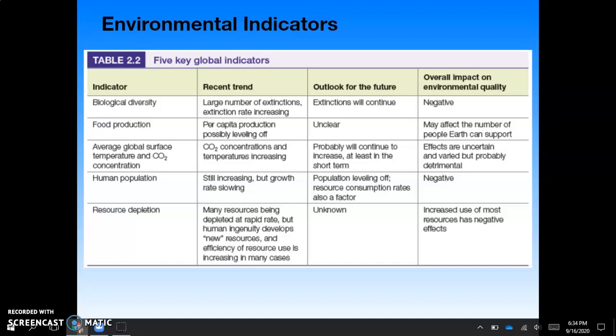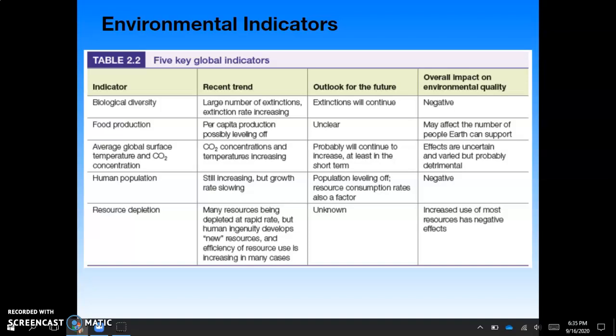Some things we'll talk about are developed versus developing countries, but in developed countries, more women are waiting later to have children, and they're not having as many children because we have access to birth control. So that can contribute to population levels leveling off, but also having access to resources to even be able to raise a family is a factor. And the impact on environmental quality will be negative. And then finally, an environmental indicator that we need to know about is resource depletion.